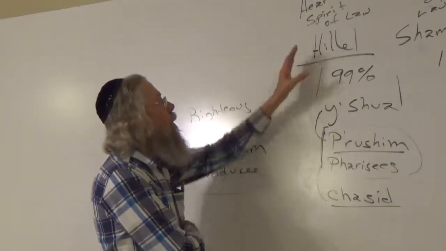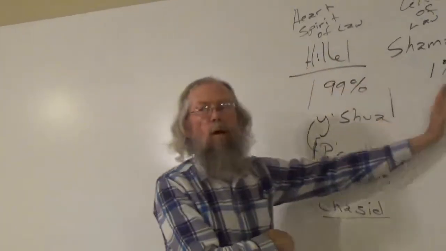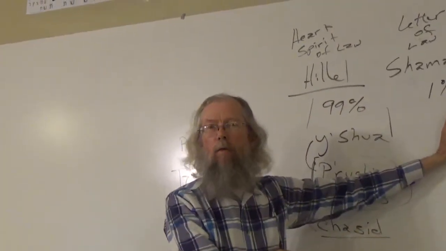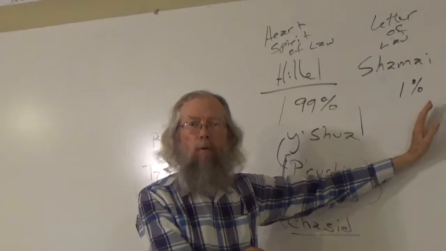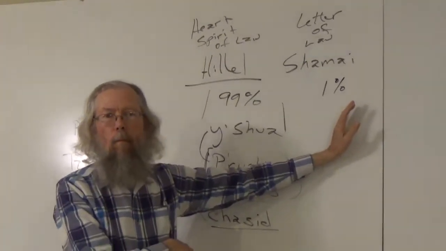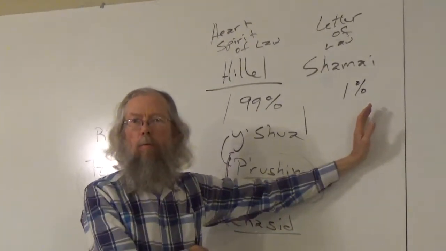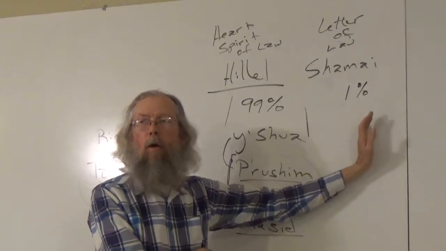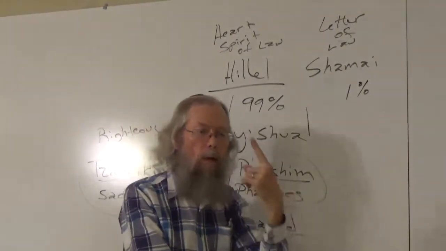So, that kind of thing. The only time when Yeshua agrees with the house of Shammai is with divorce. He's very strict about divorce. But that is the only place where he agrees with the house of Shammai. One time.